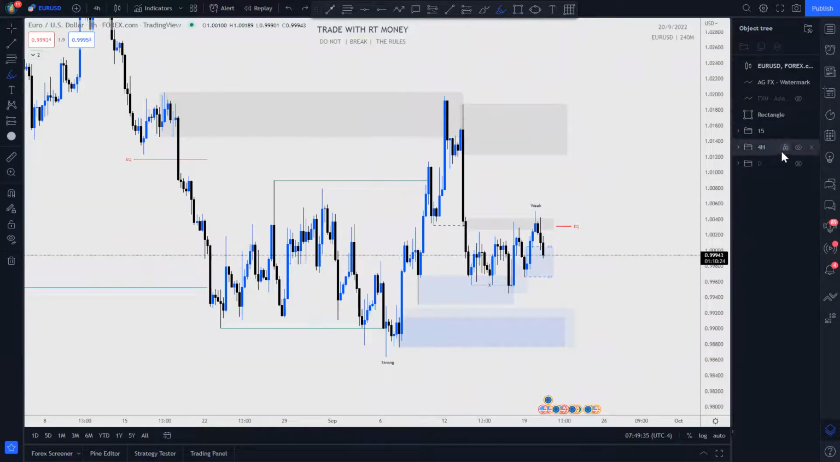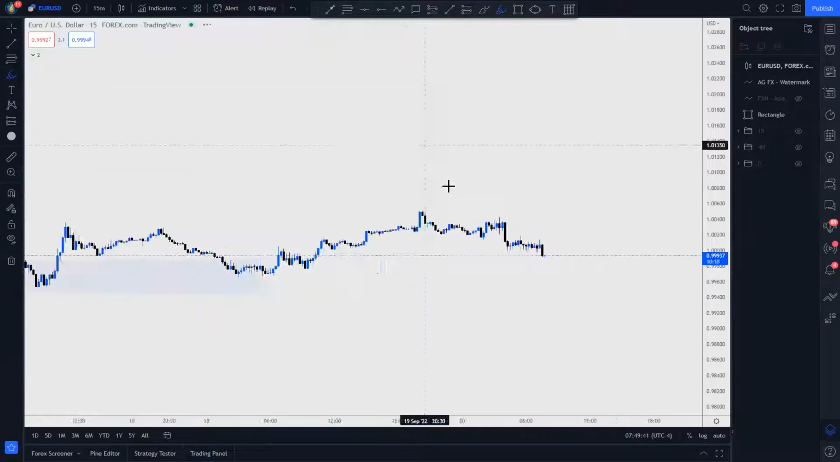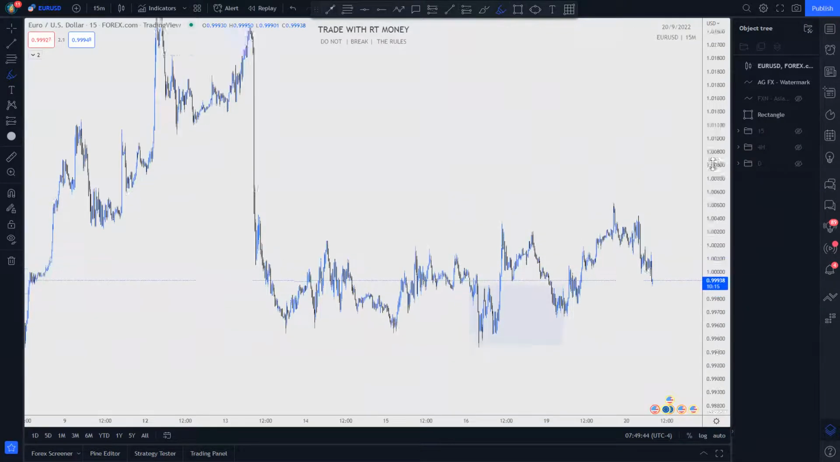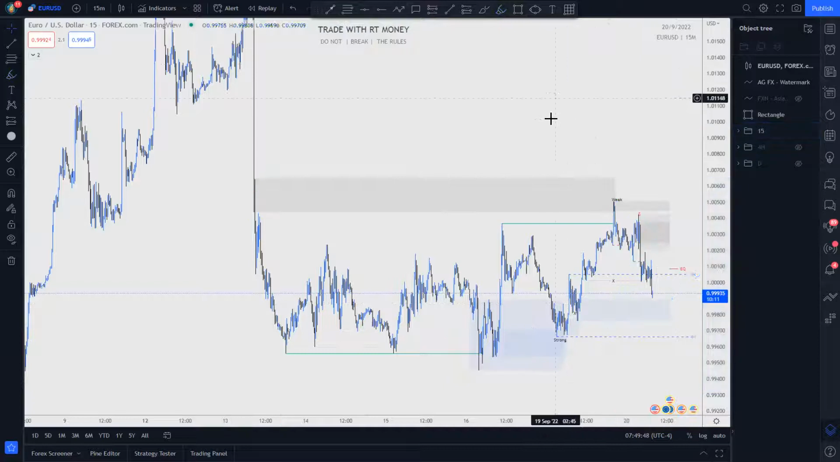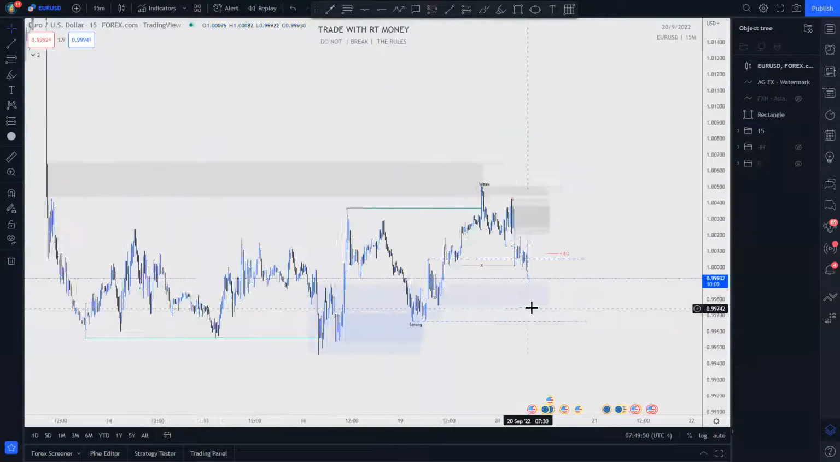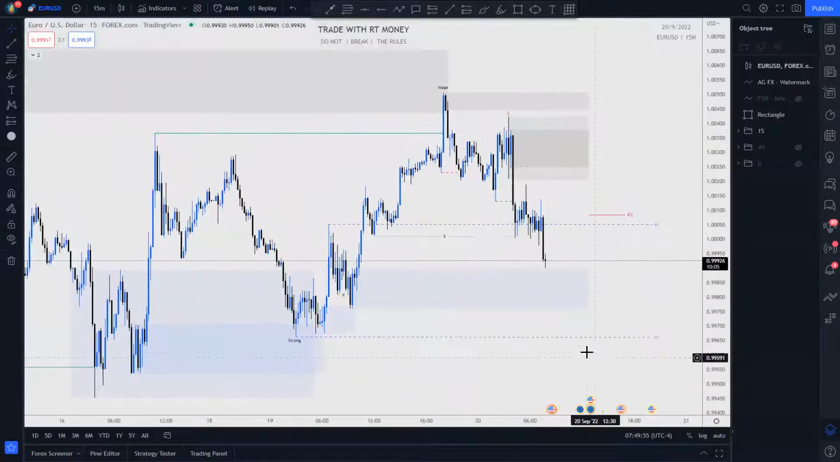All right, let's go down to the 15 and take a look. Now, in the 15, let's just get down to business, because price is moving. We are right now responding to this demand zone.